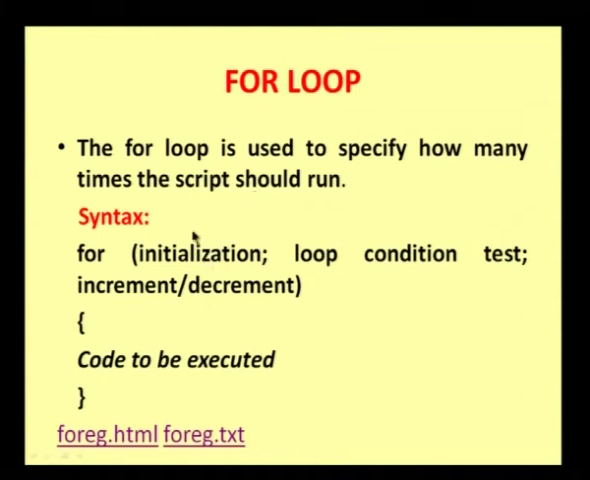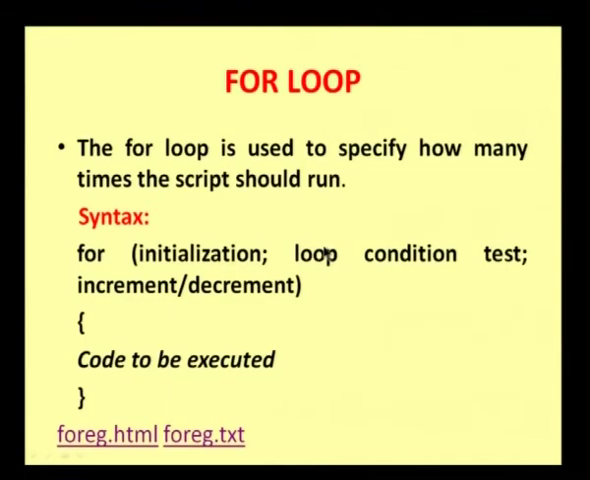We can test how many times the loop should run with the loop condition test. Here we can specify the number of times a task should be repeated. The control works as follows: first the initialization part, then the condition is tested. If the condition is true, the code will be executed. After that, the control variable is incremented or decremented. So the for loop works in this order: initialization, condition, code to be executed, and then the increment or decrement part. This is the working of the for loop.